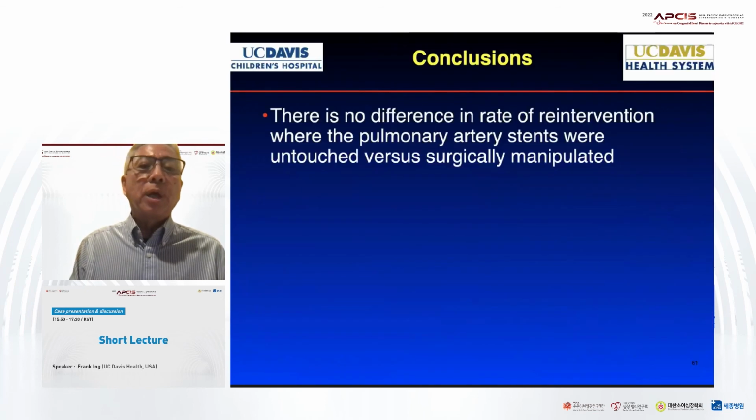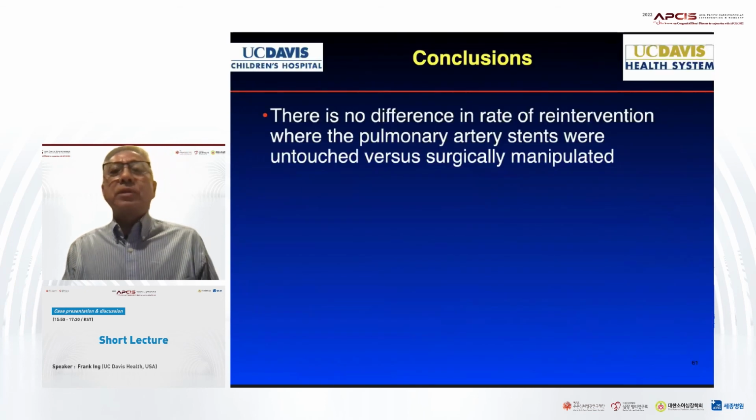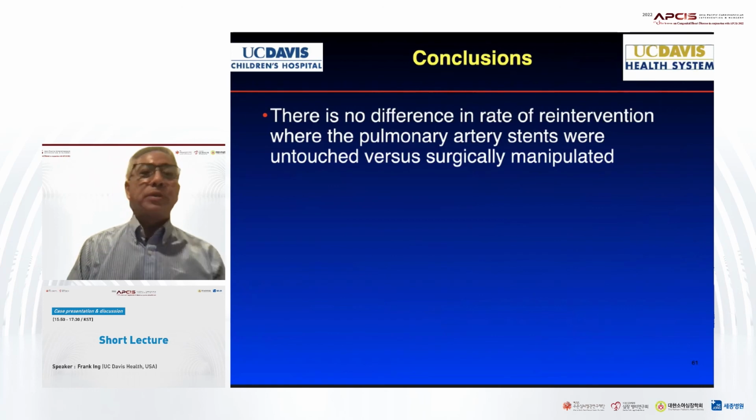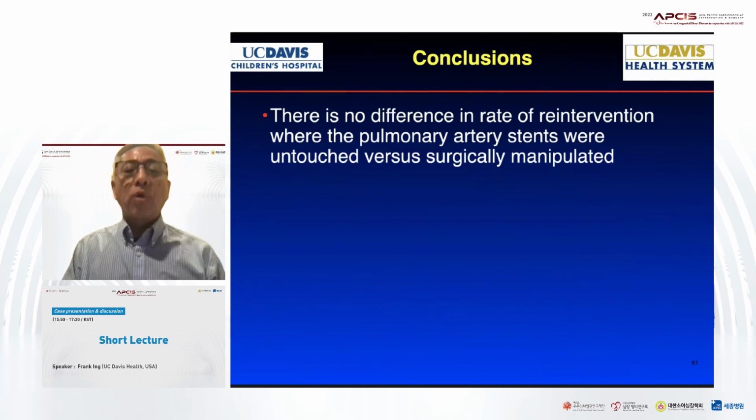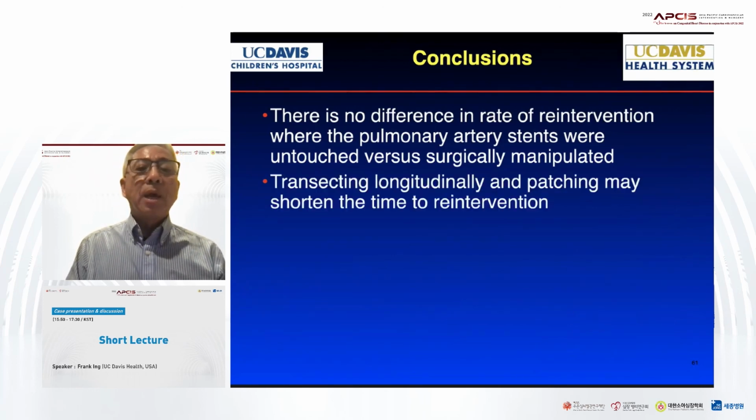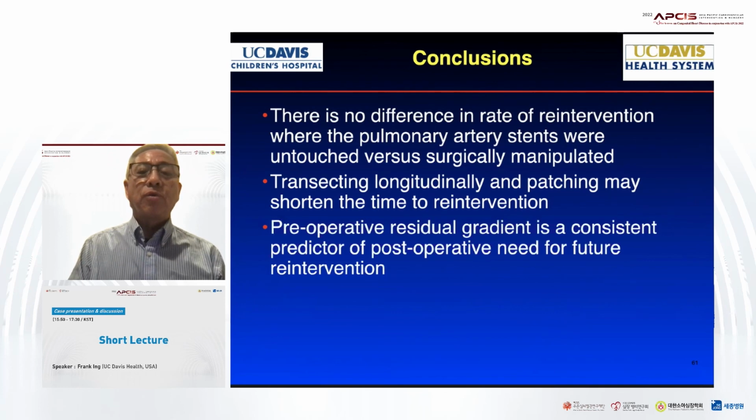That looked pretty good. So let me just conclude that there was no difference in the rate of reintervention whether the pulmonary artery stents were untouched or the surgeons had manipulated them. But if you transect the stent and patch it, that actually shortens the time to reintervention. So the caution is probably to leave those stents alone rather than try to patch them up. The preoperative residual gradient is a good predictor of the need for reintervention after surgery.